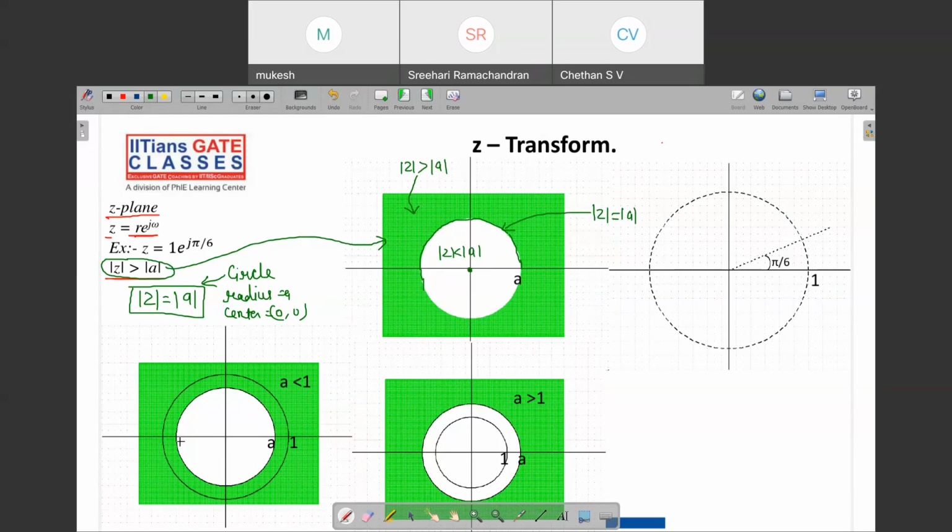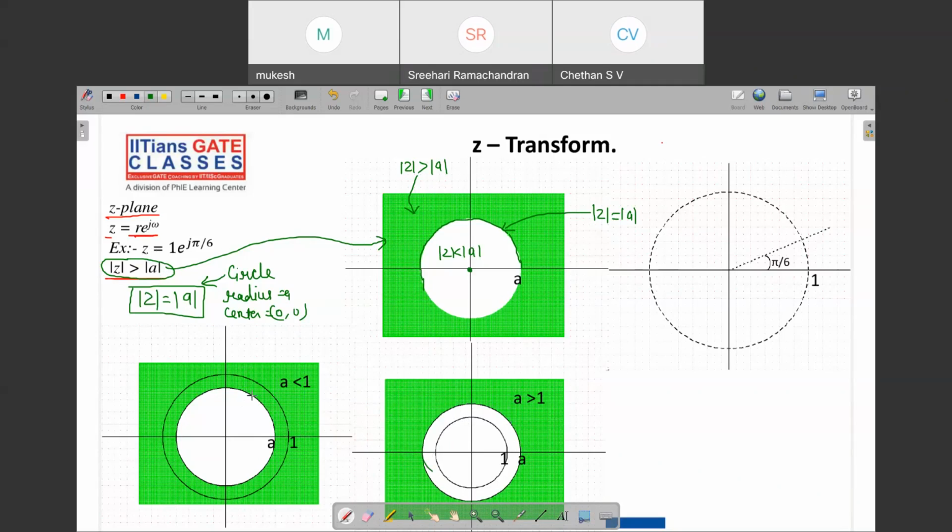I've just given one example, and there are a few other things. If the value a that you see here is greater than 1, it is going to look like this: you will have a circle with radius 1, and since a is greater than 1, this circle will be outside this circle.